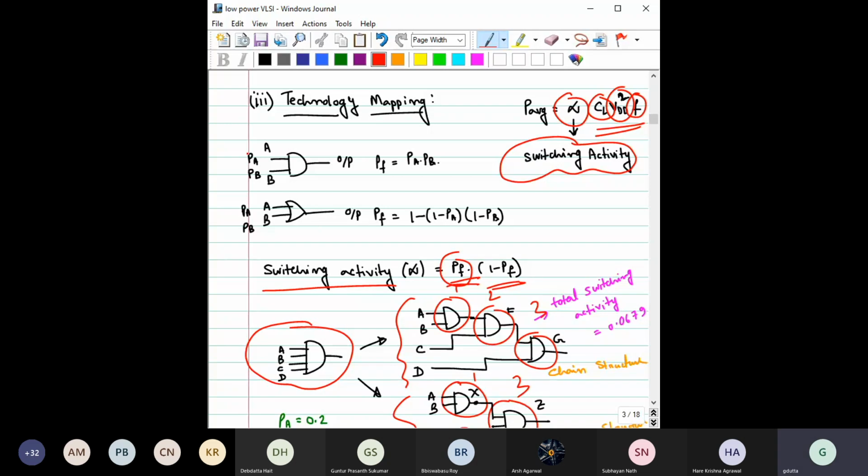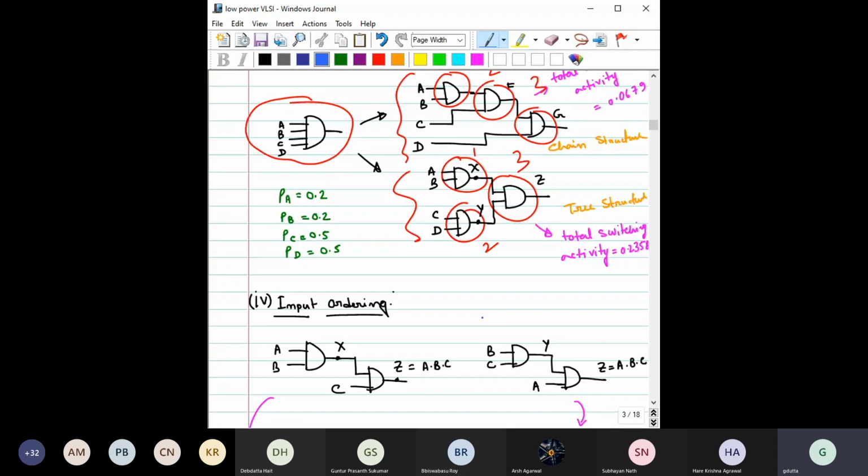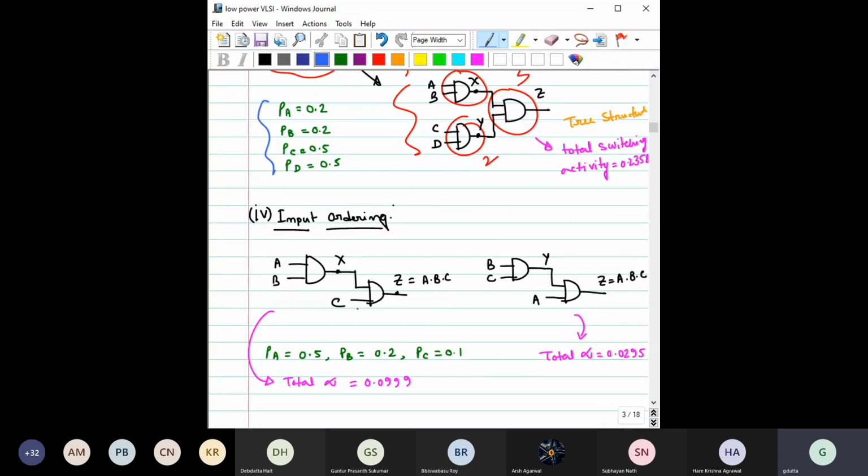Here the common syntax is PA and PB. PA indicates the probability of input A having a value 1. PB is the probability that B will be equal to 1. And PF is the probability that the output would be equal to 1. If you now calculate, and these values PA, PB, PC, PD are given, then from last class's calculation, for this case the total alpha is around 0.099. Here the total alpha is 0.029. So obviously you can see the alpha is less compared to this design.